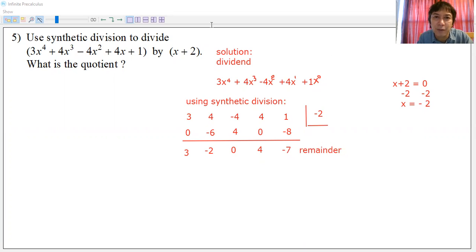So this is our remainder. Let's encircle the remainder, because it's just one number over here. It's negative 7. After doing that, we are now ready to write our quotient. These will be the coefficients of the quotient. Let's type our answer. It will be 1 degree lower, so this will be cubed: 3x cubed minus 2x squared plus 0x to the first, plus 4, the constant. And then this is a negative 7 remainder.